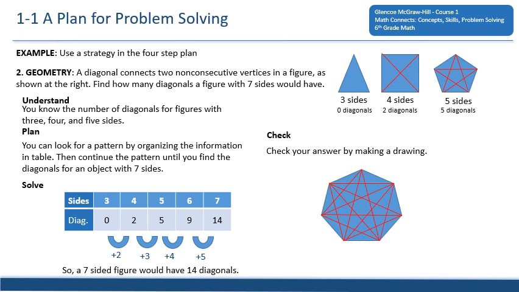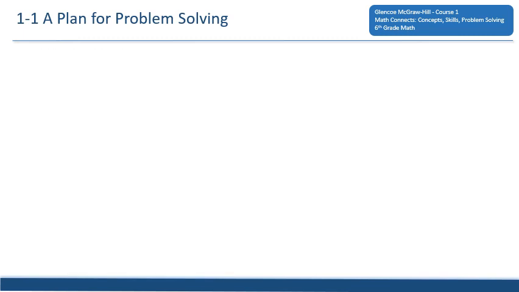If you want to count those, since I didn't, you can freeze the video and count those, and you'll find that you have 14. Check your progress. Use a strategy in the 4-step plan.